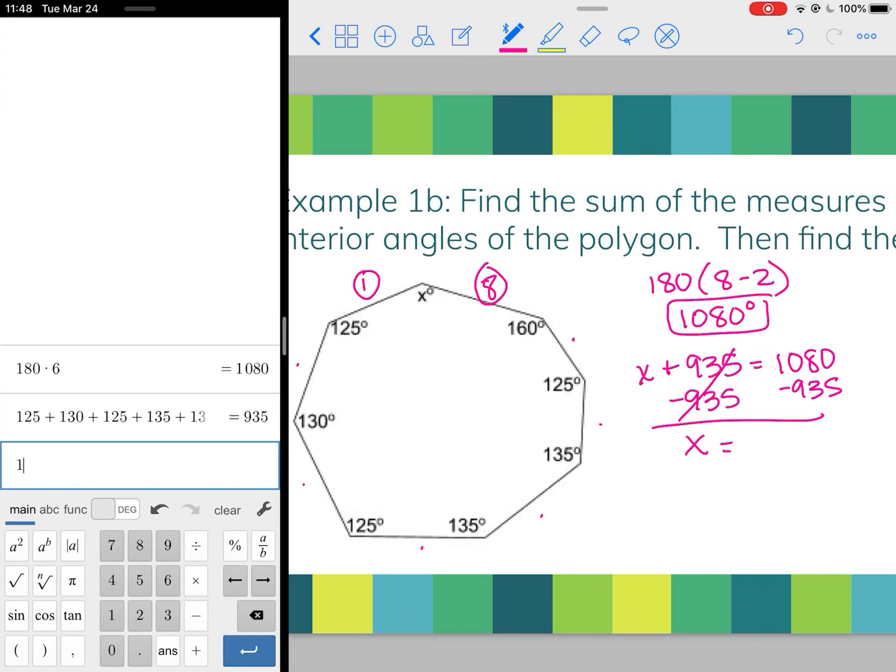And 1080 minus 935 is 145. So the measure of x, or the value of x, is 145.